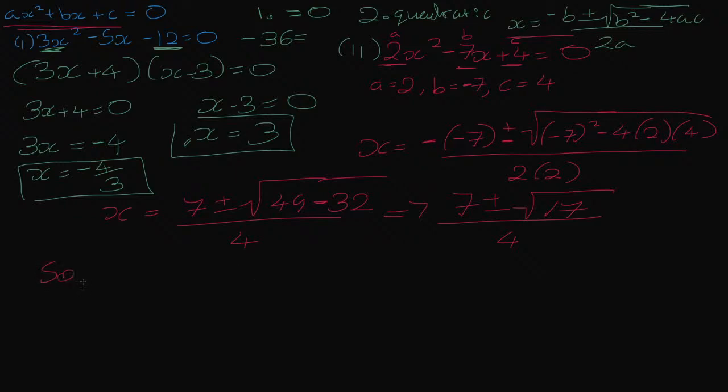So then we'd have two answers. x can either equal 7 plus the square root of 17, over 4, or x can equal 7 minus the square root of 17, over 4. Right, so there's the solution to those two.